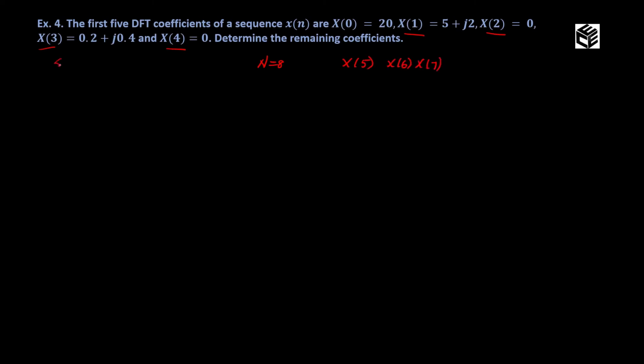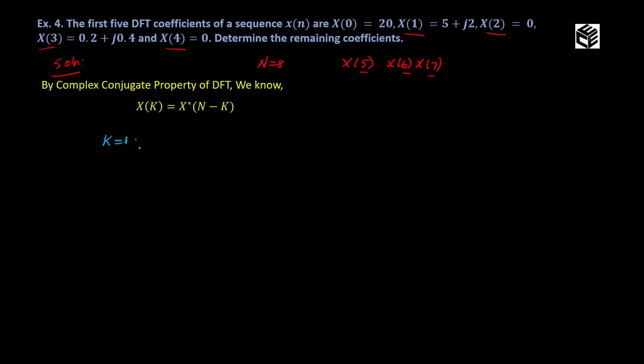So how can we solve this problem? We know a property of DFT, right? So what is the property? By complex conjugate property of DFT, we know the formula x of k is equal to x star of n minus k. I'm going to apply the value of k as 1. What value will I get? X of 1 is equal to x star of n, where n is 8, minus k, where k is 1. So this is equal to x star of 7. Or in other words, we can say x of 7 is equal to x star of 1 or x conjugate of 1, right?